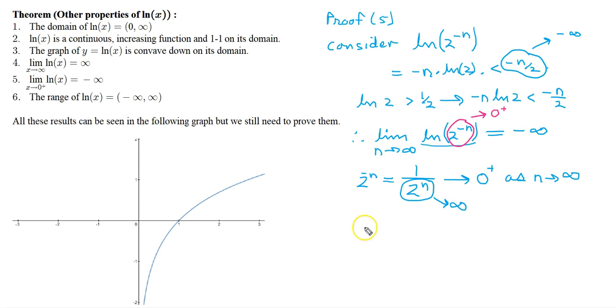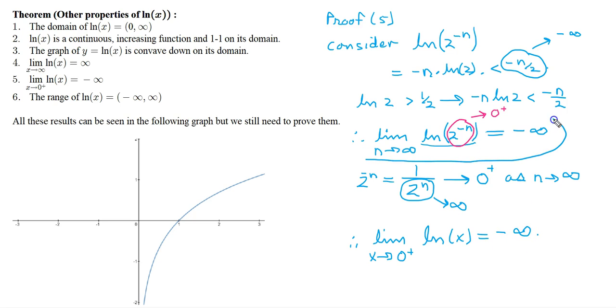So what we've reasoned then is that the limit as x approaches 0 from the right of the ln of x must be negative infinity because of what we have right up here. And that is a quick summary of the proof of number 5.